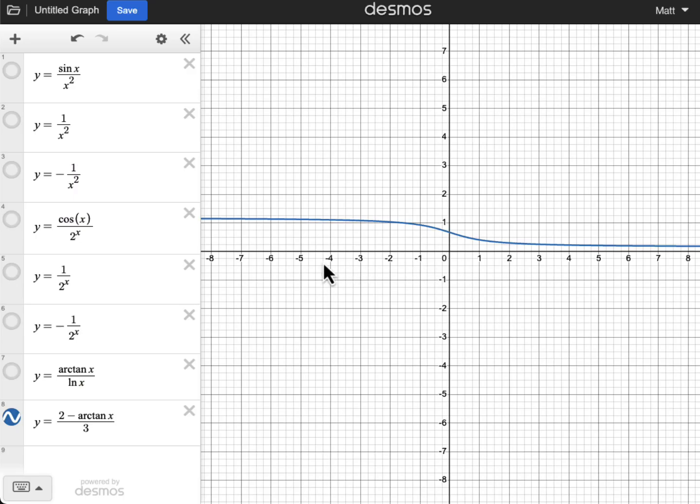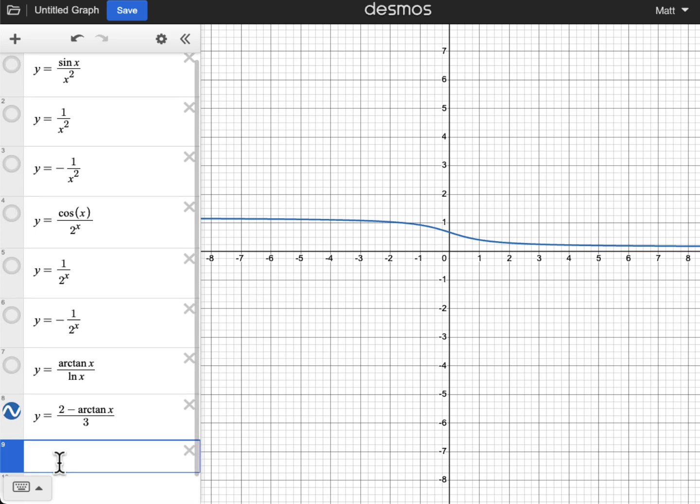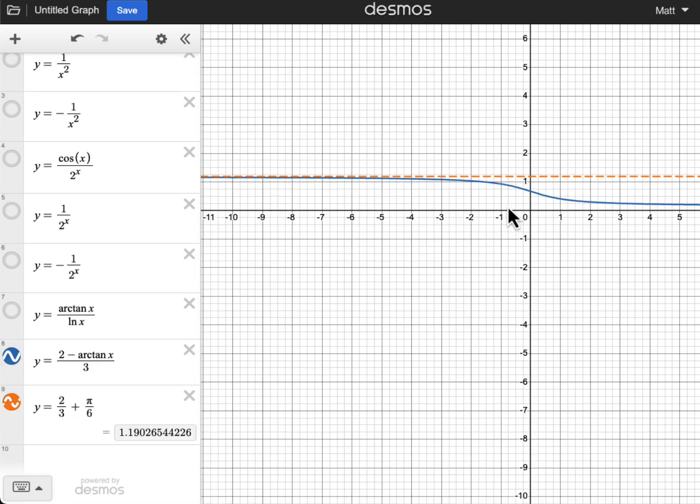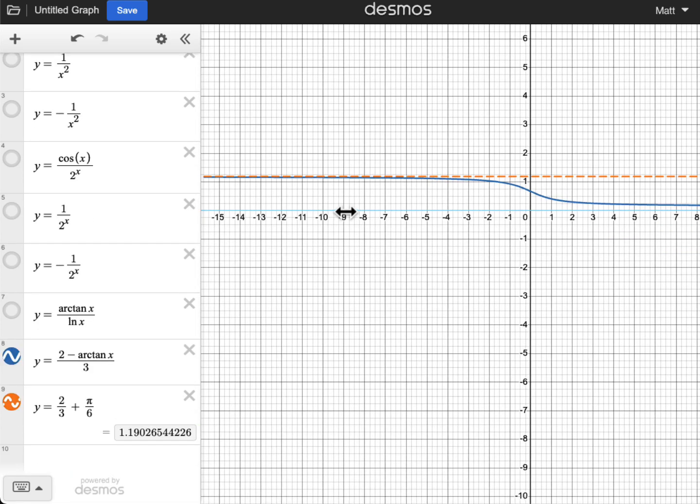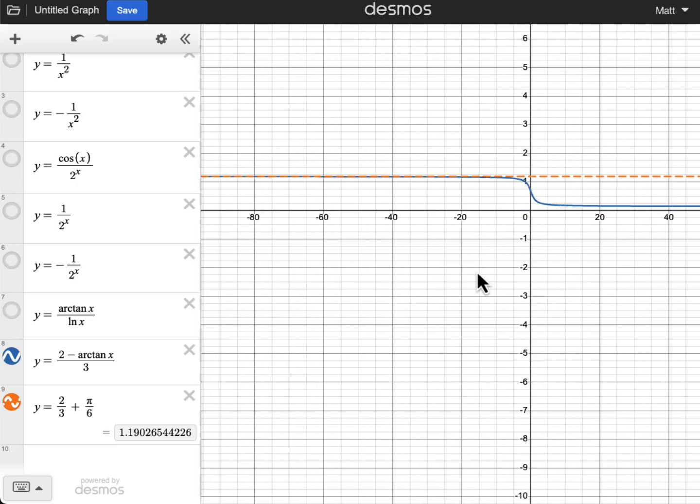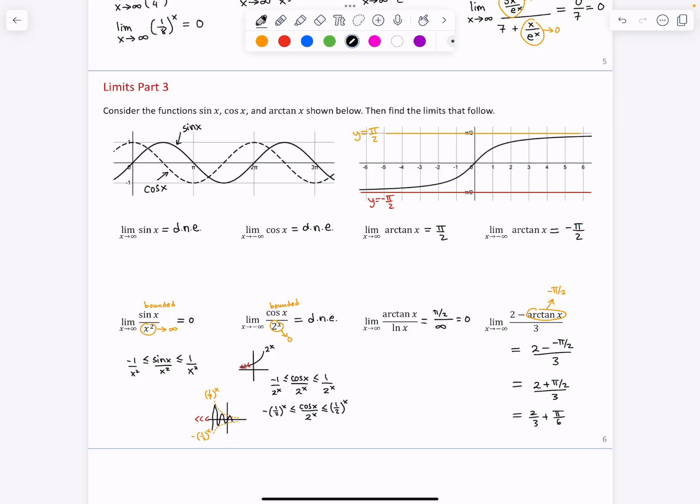Here's a graph of our function. We're now looking as we go left. Let's graph our asymptote we just found. And sure enough, as we go left, our blue function does appear to approach this horizontal asymptote. Okay, and this concludes our third part of our 3-part series on limits.